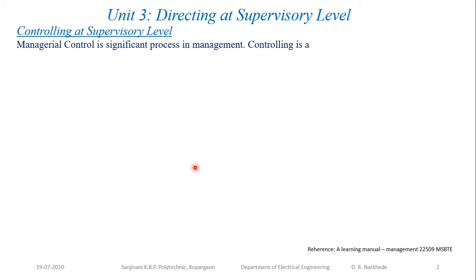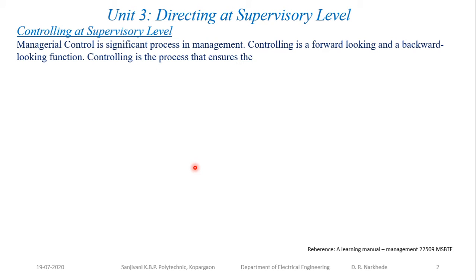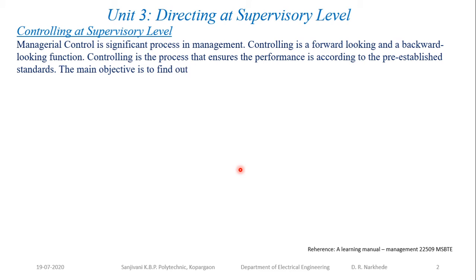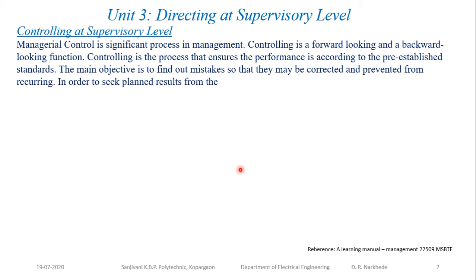Managerial control. Control is a significant process in management. Controlling is a forward-looking and backward-looking function. Controlling is a process that ensures the performance is according to the pre-established standards. The main objective is to find out mistakes so that they may be corrected and prevented from recurring. This is the main objective of controlling.